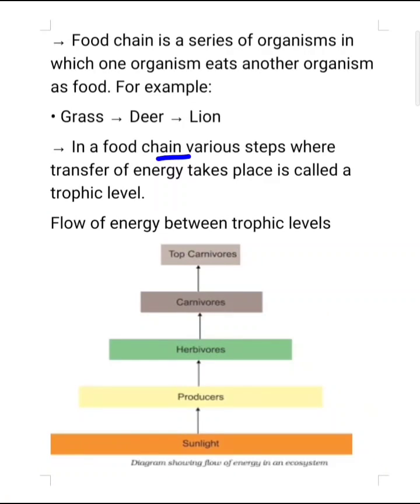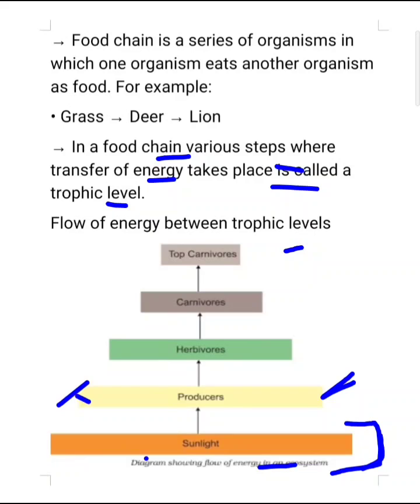So in a food chain, the various steps where transfer of energy takes place are called trophic levels. Trophic level, you can say, is the step at which the transfer of energy takes place, flow of energy between trophic levels. So here you can see that the sunlight is the major source of energy. From sunlight, producers produce the food, means plants prepare their food with the help of sunlight. The energy which is released from sun is used by the producers, but not completely. Only 1% of the energy which is released by sun is used by the producers, or you can say plants.